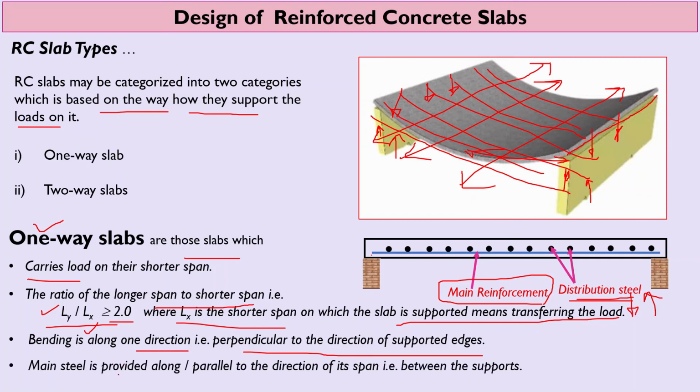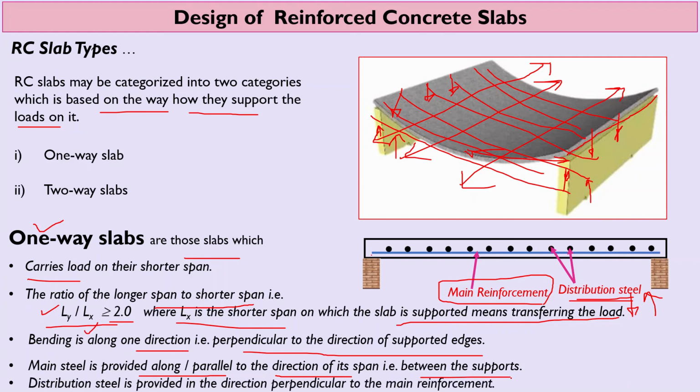As we have discussed, main steel is provided along, or parallel to, the direction of span, that is between the supports. And the distribution steel is provided in a direction perpendicular to the main reinforcement. So again, if we go through this diagram, these black color bars which you are able to see are the distribution steel, and the blue color bar is the main reinforcement which has to carry all the bending moment.